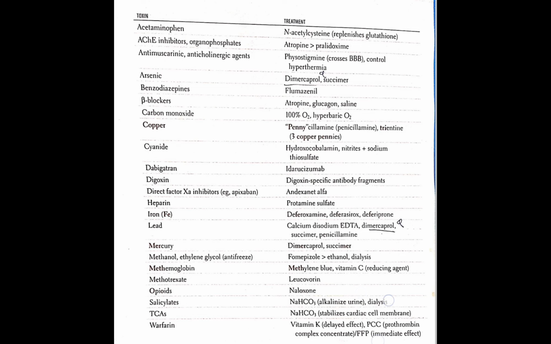alkalinizes urine, along with dialysis. While in TCAs, tricyclic antidepressants, sodium bicarbonate stabilizes the cell membrane. It will not help in the excretion of the poison. It will just stabilize the cardiac cell membrane.